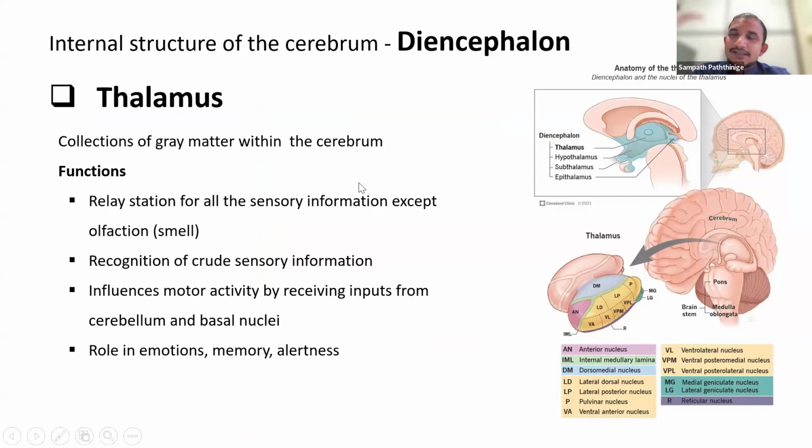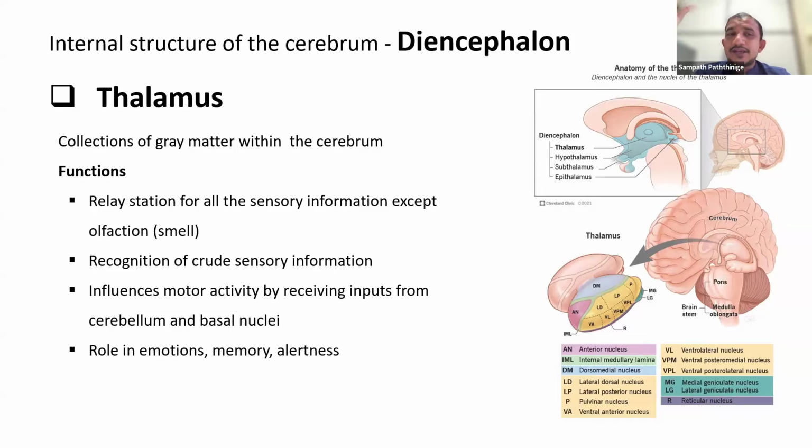So the thalamus is considered a central sensory nucleus. It receives all the sensory inputs except olfaction. Of course, some olfactory information comes indirectly to the thalamus, but the thalamus is not directly receiving any olfactory inputs. But all the other sensory inputs, both special and general sensory inputs, come into the thalamus.